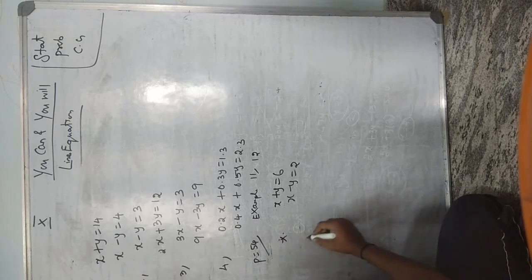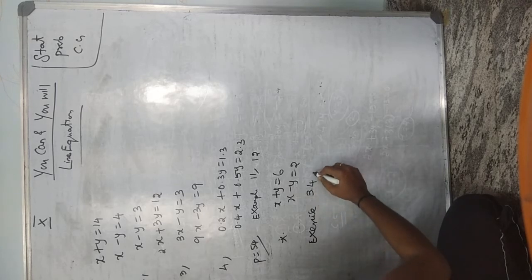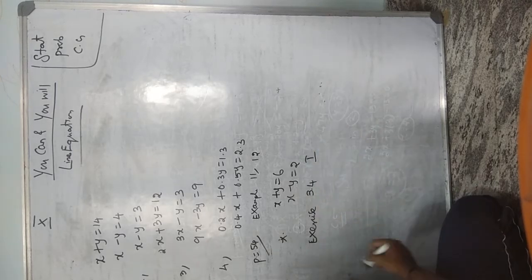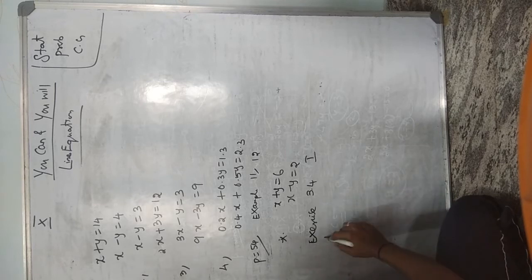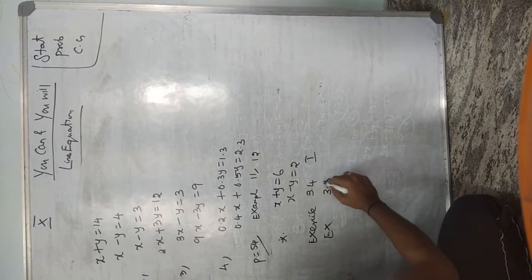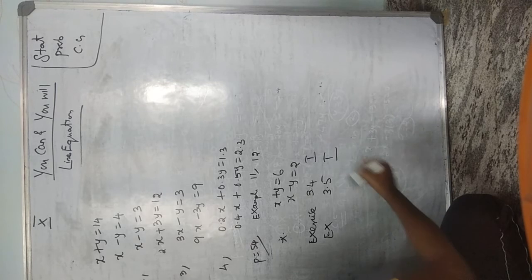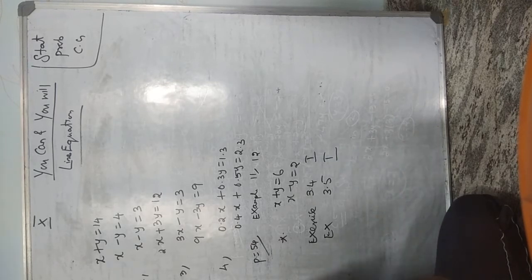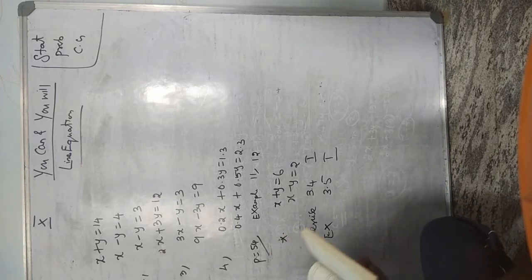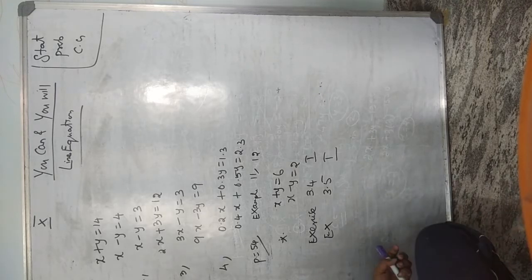Next, exercise 3.4, first Roman fully. Example sums which you choose, you can do, no problem. Exercise 3.5, first Roman. So no need to depend upon me. You can choose any sum in your textbook which you can solve by all three methods.